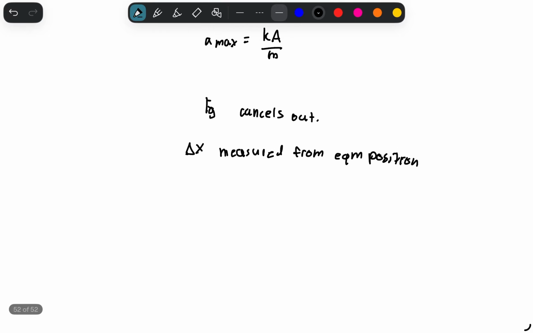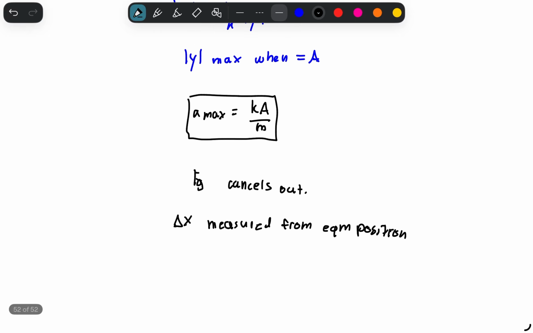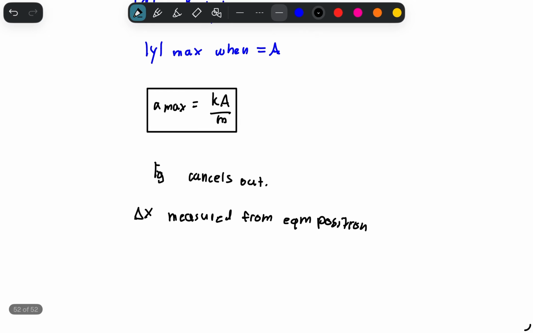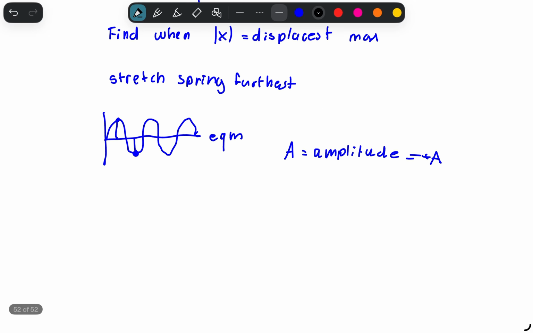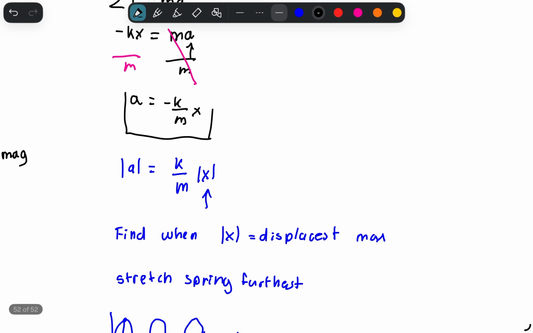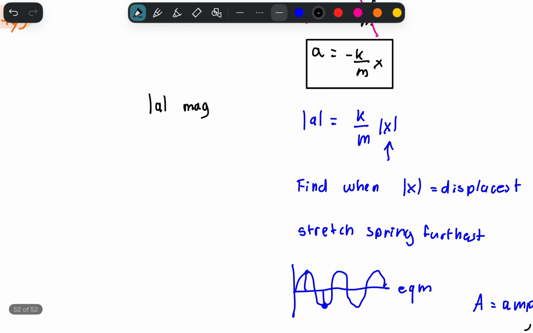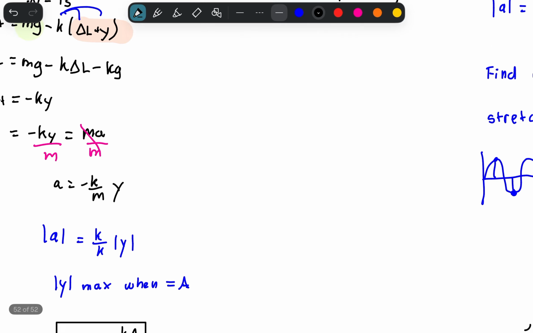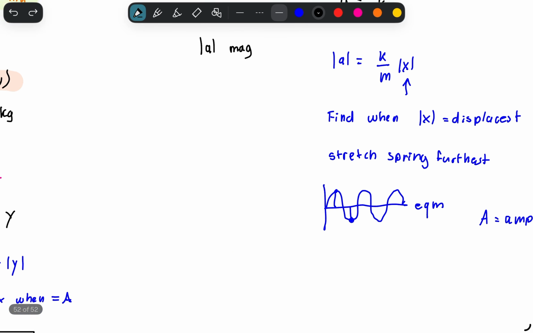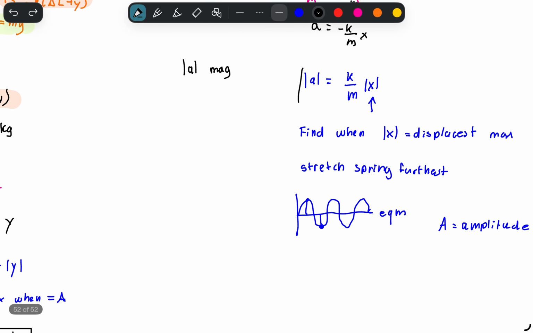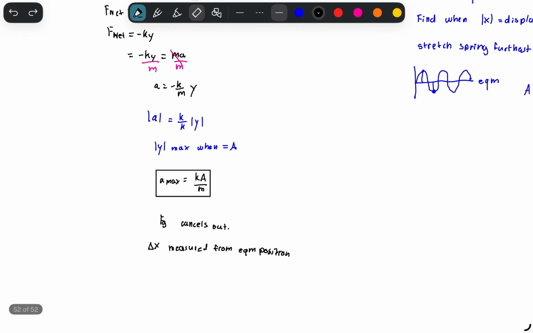So for both our horizontal and our vertical spring oscillator, a max is equal to kA over m. Same as over here, a is equal to negative k over m times x. So we can write that here without the magnitude.